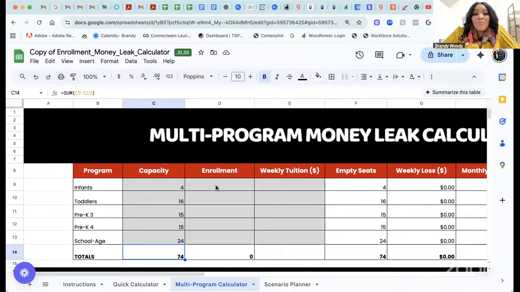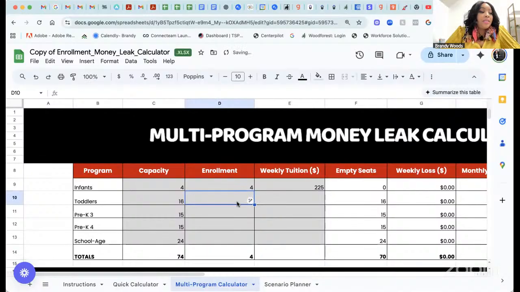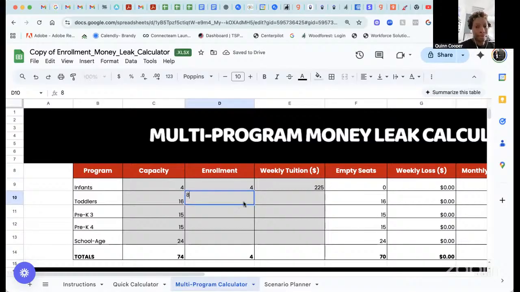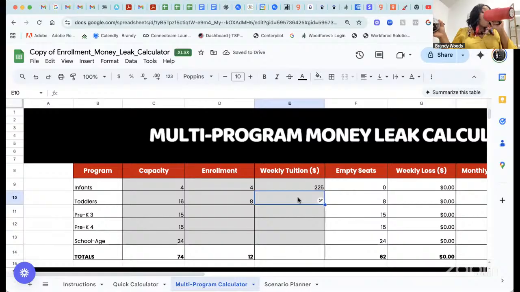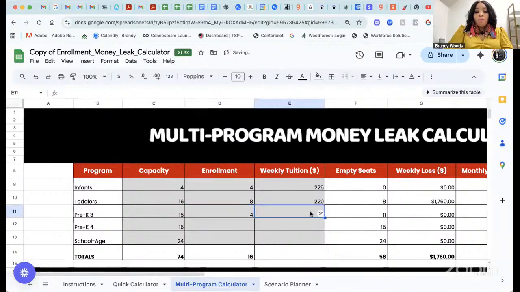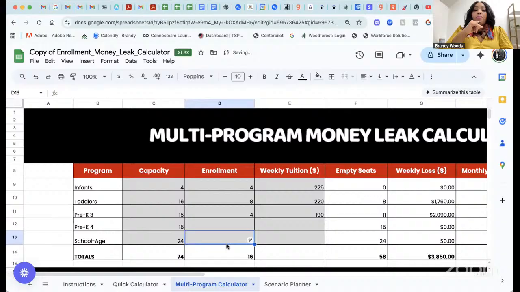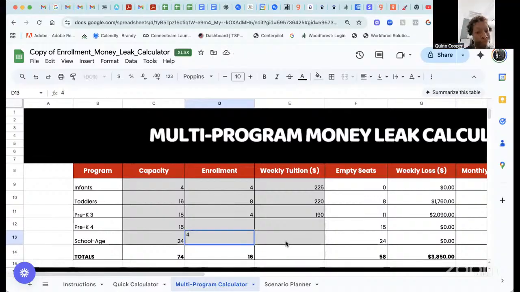All right. So let's talk about enrollment. How many infants do you actually have? 4. All right, good. And how much do they pay per week? Per week is 225. All right. And how many toddlers do you have of the 16? We have 8. All right. And they pay what? 220. All right. How many pre-K do you have? We have 4 pre-K scholars. All right. And how much do they pay? 190. 190? 190. And how many schoolers? 4. And how much do they pay? 85 a week. Good. All right.